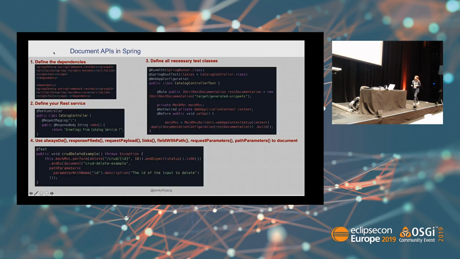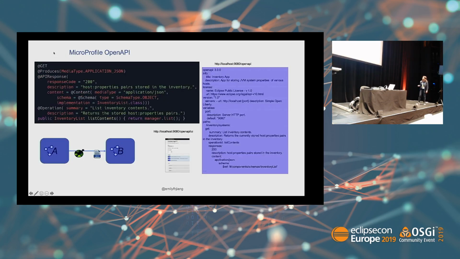In Spring, it uses a test-first approach. Basically, you add this dependency, and then you define your REST service, and then you do all your tests. In the tests you add some calls into some APIs. When you run the tests, you can generate really pretty docs. In MicroProfile, we use the Swagger API.